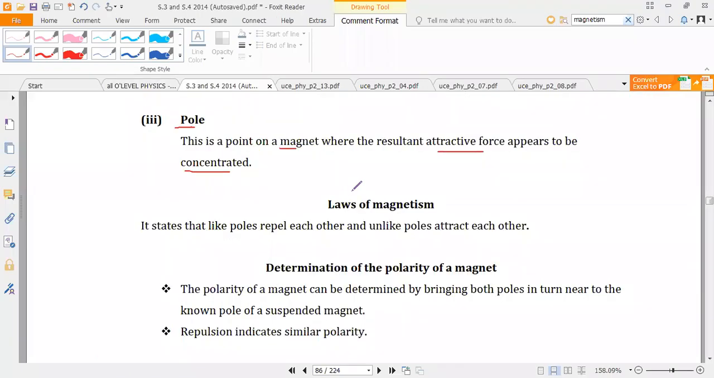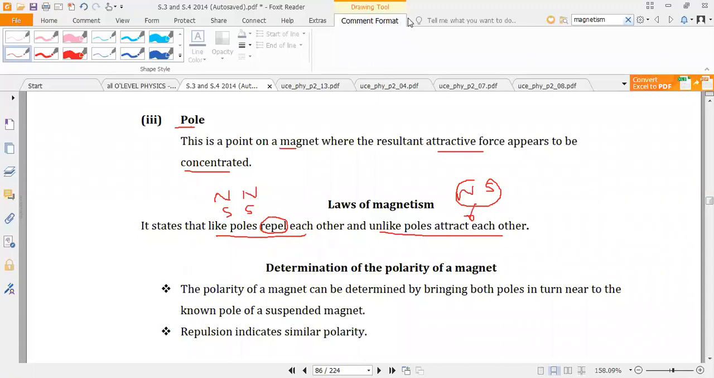So let's look at what we call the law of magnetism. The law of magnetism states that like poles repel each other and unlike poles attract each other. Meaning that if you have a North Pole and a North Pole close to each other, or a South Pole and a South Pole close to each other, these poles will repel because they are like. But if you have a North Pole and a South Pole close to each other, they are going to attract since they are unlike poles.